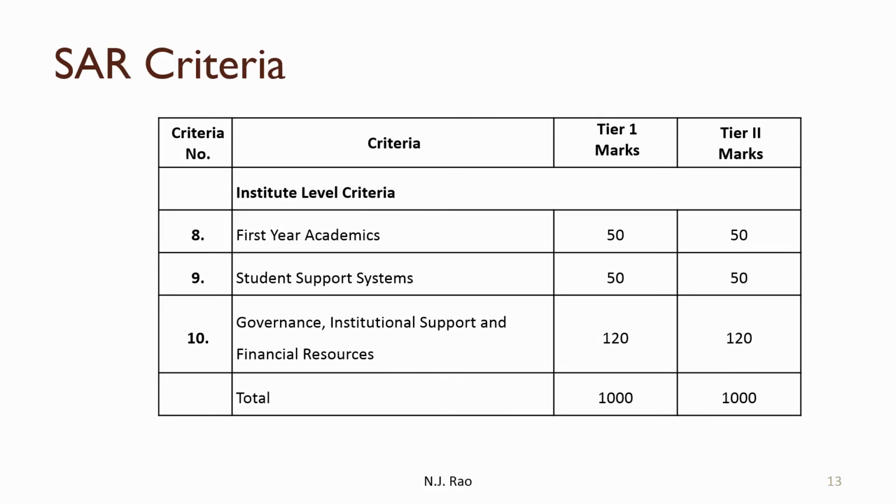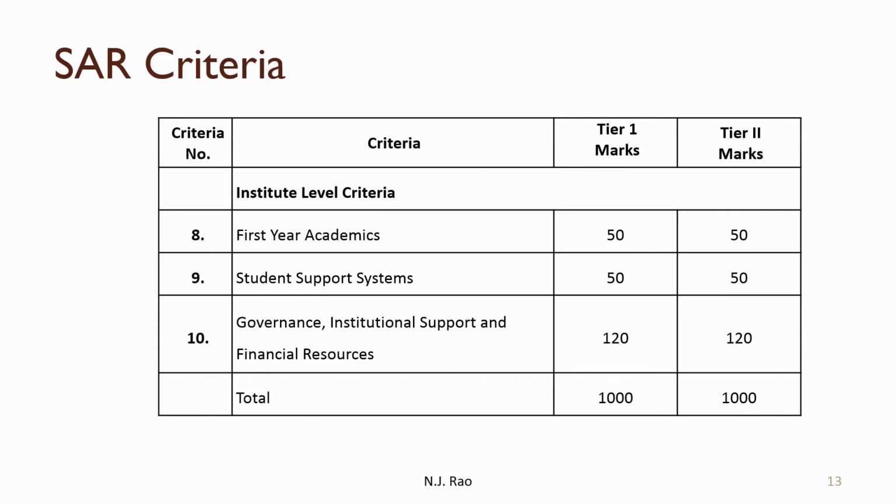generally these days first year academics is kind of common across the college. They are not the responsibility of the department. So first year academics is the institution level criterion, and they carry 50-50 marks each, and student support systems that you have in the institution carry 50-50, and governance, institutional support and financial resources, they are given 120-120.